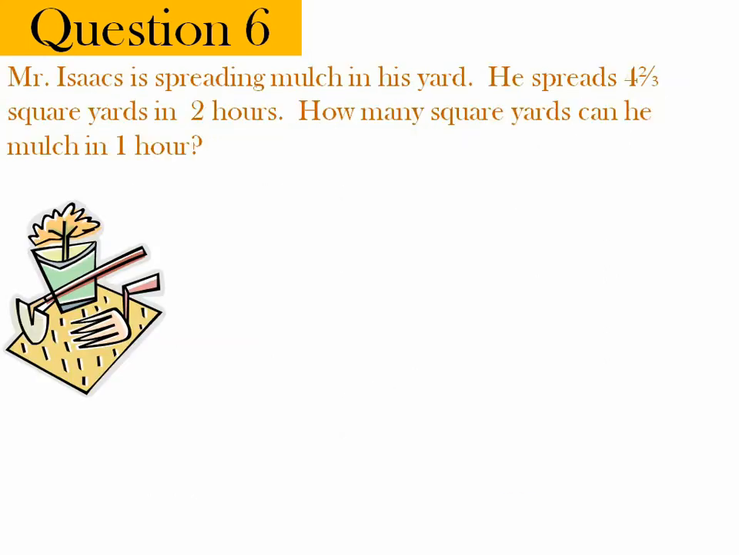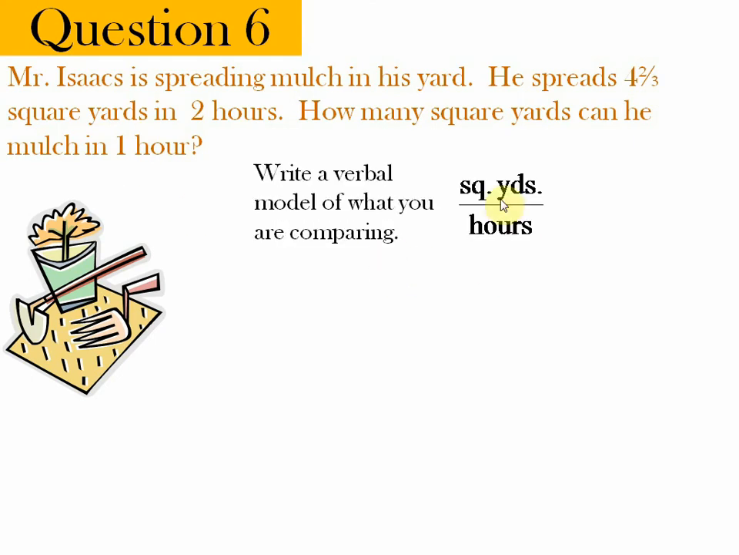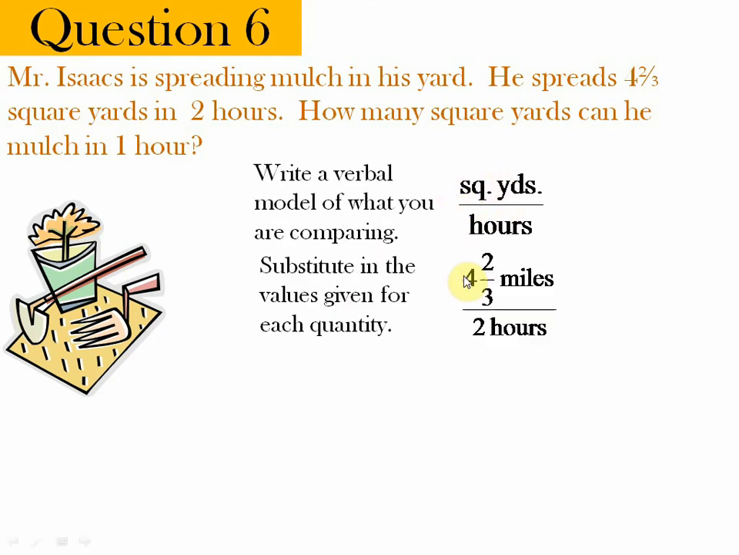Next, question number 6. Mr. Isaac is spreading mulch in his yard. He spreads 2/3 square yards in 2 hours. So he spread this much quantity in 2 hours. How many square yards can he mulch in 1 hour? So we have to calculate this quantity per hour. The formula is square yards per hour. So substituting the quantities, which is 4/3 square yards per 2 hours.